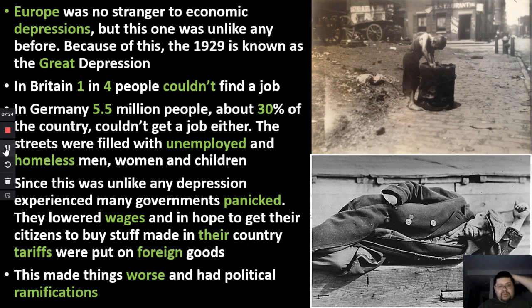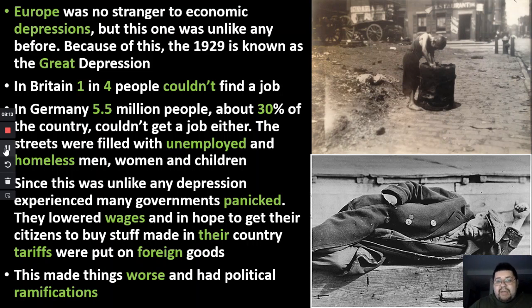What they decided to do was try to help businesses. And they supported them in anything they did, which was honestly one of the stupidest things they could have done, because businesses only care about themselves. They don't care about the workers or the people. And this is a time when they should have been looking out for the people. So they lowered wages and hoped to get their citizens to buy things from their country. Now, here's the thing, this is where they're not thinking. How can their citizens buy things from their country when the citizens are not making money?